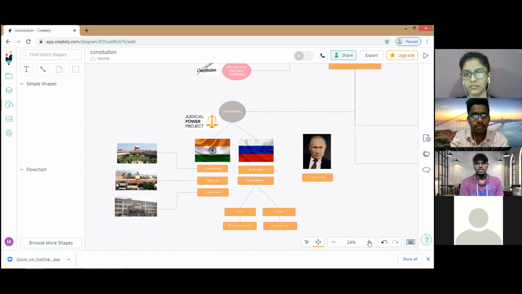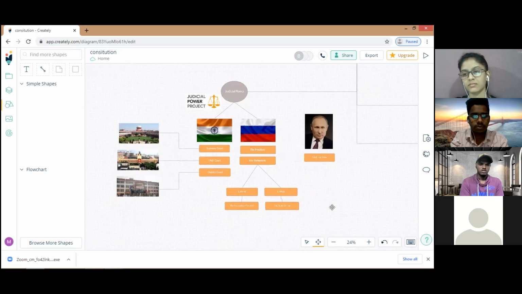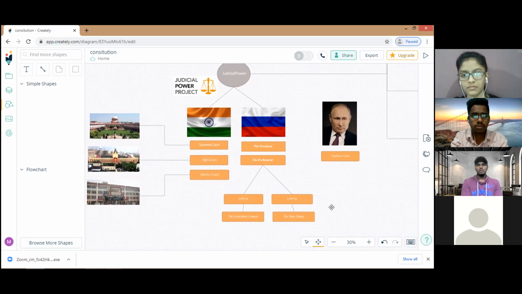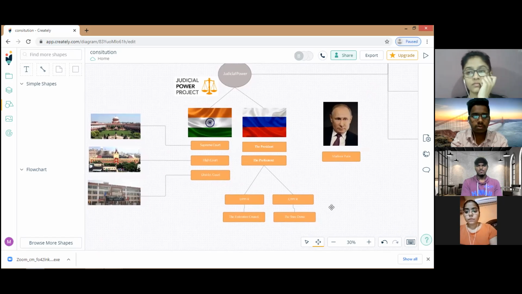I'll be talking about the judicial power in both countries, India and Russia. First, let's talk about India. Let's talk about India's judicial structure. The judiciary system in India is called the justice system or the court system. The court has the right to make decisions, uphold the law, and settle conflicts as well. The judicial system consists of judges and other magistrates who form the benches, or heart, of the judicial system.